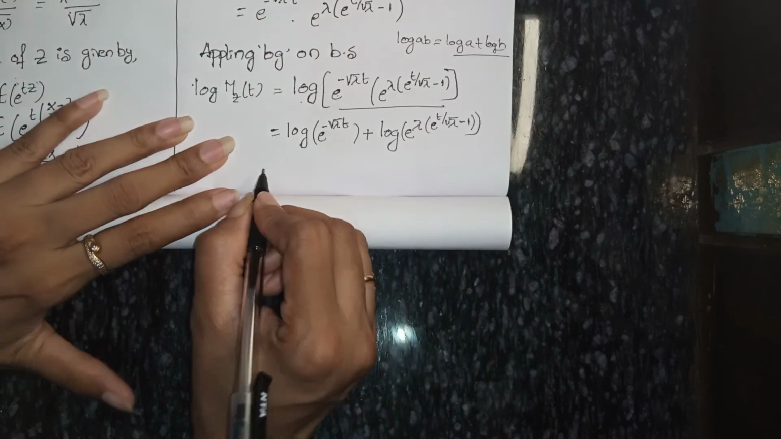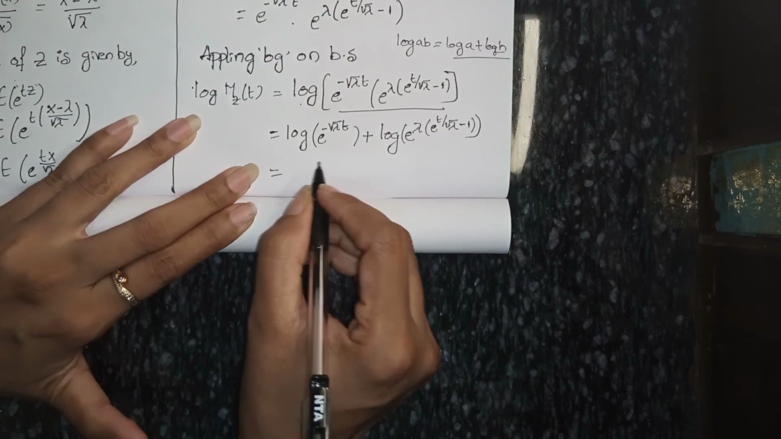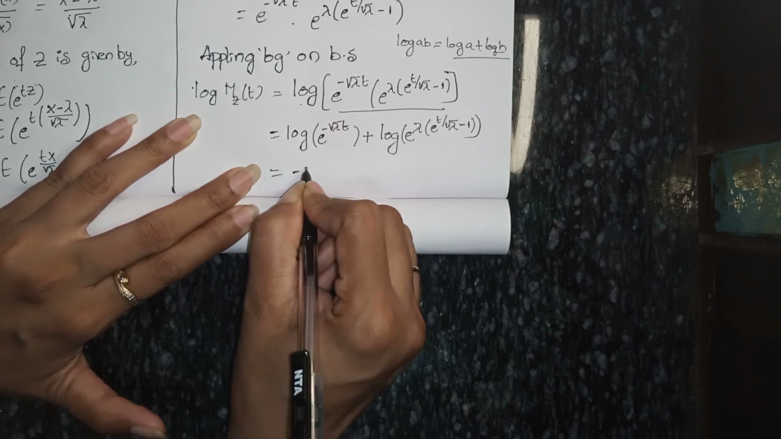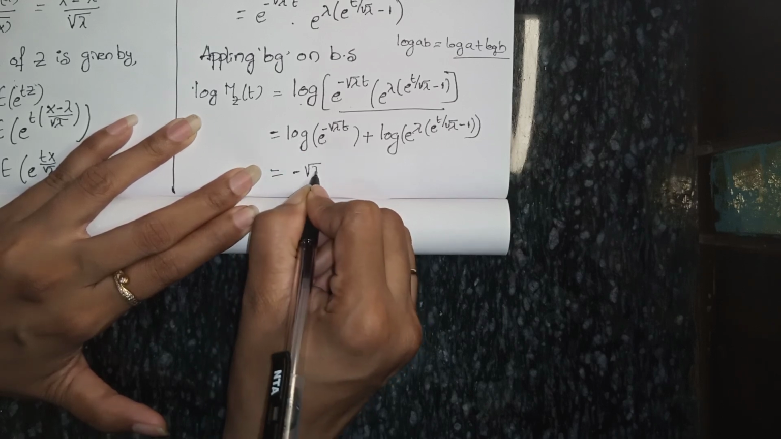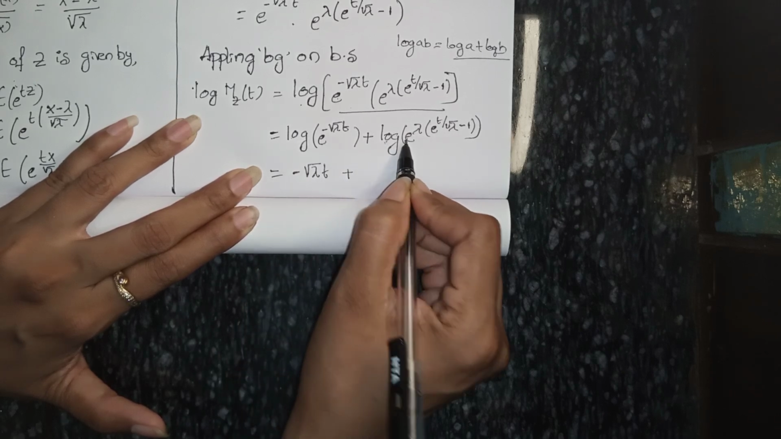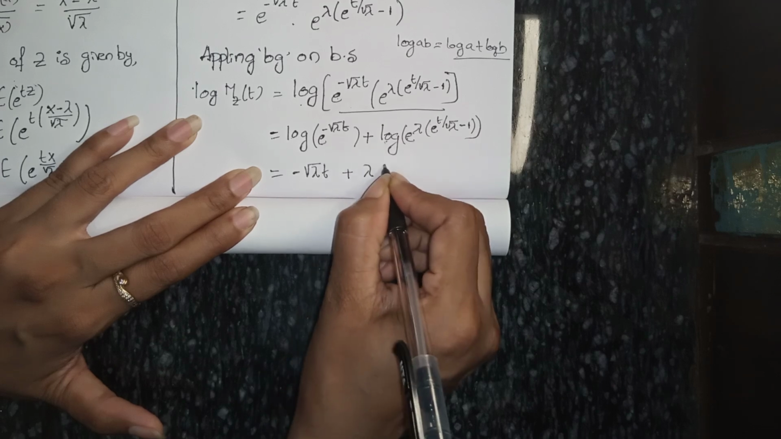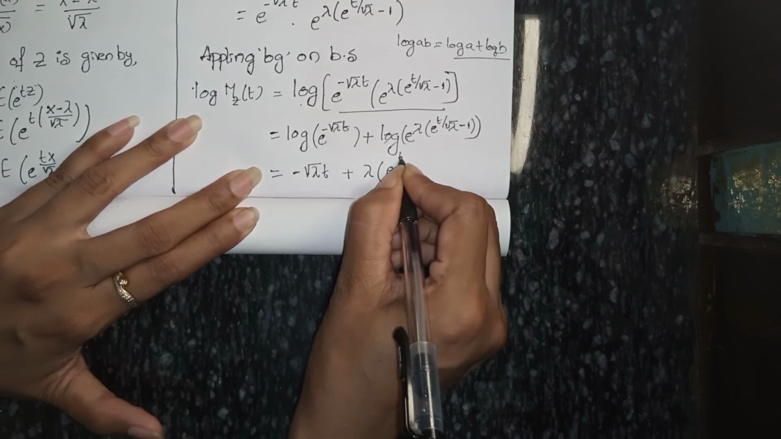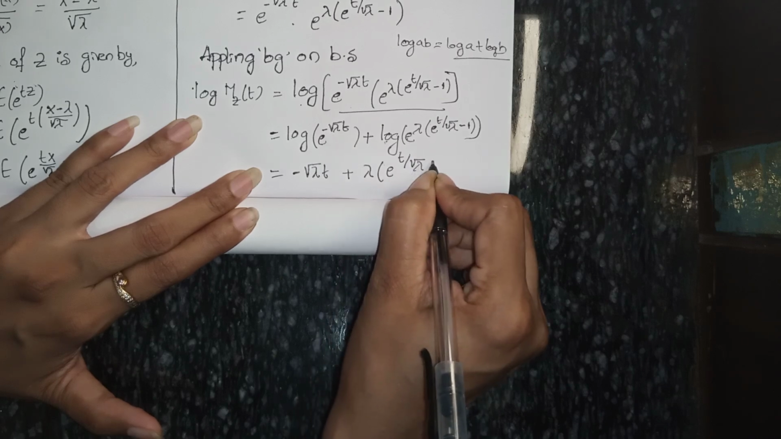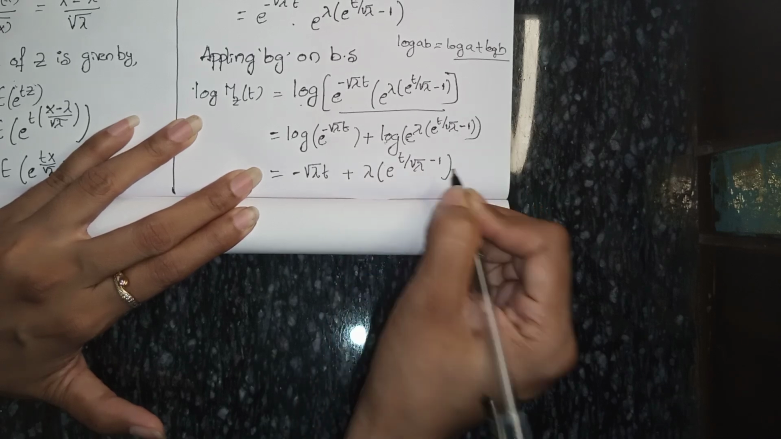Now we have to simplify this one. Log and e both get cancelled, so the remaining term is minus root lambda into t plus, here log and e both get cancelled, so lambda into e power t by root lambda minus 1 is the remaining term.